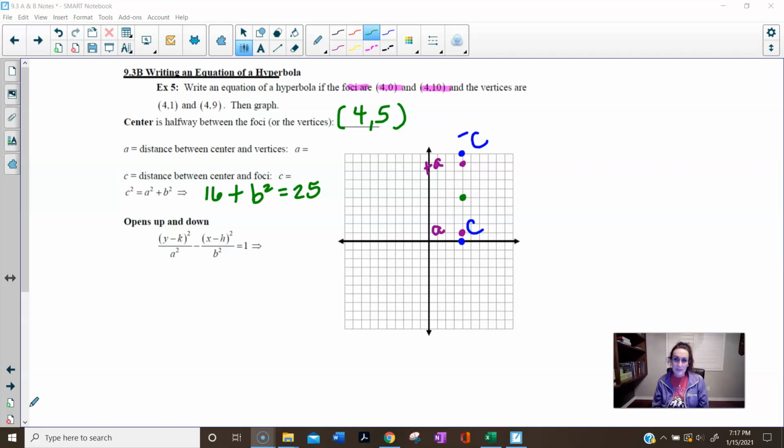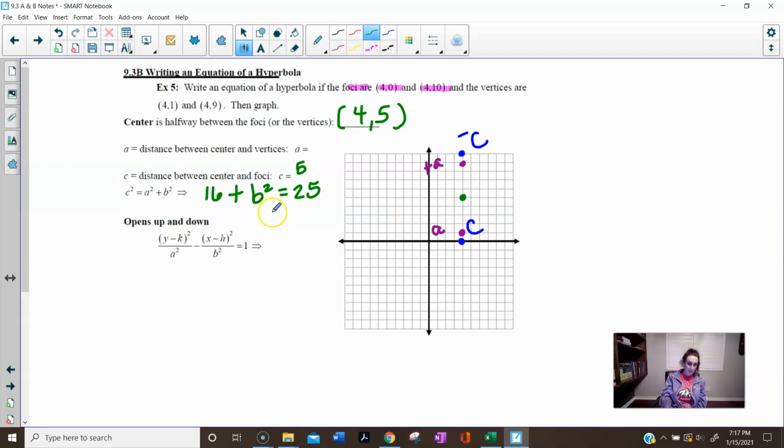So the next thing we're going to do is figure out what the B's are. So from the center, the distance from the center to the foci is 1, 2, 3, 4, 5. So your C is 5. And so if C is equal to 5, then C squared is equal to 25. The A squared is the 4 because from the middle we're going up 4, down 4. So that's 4 squared, which is 16.